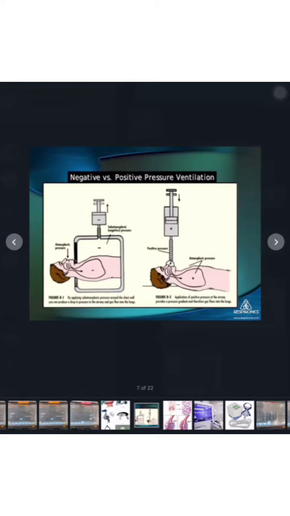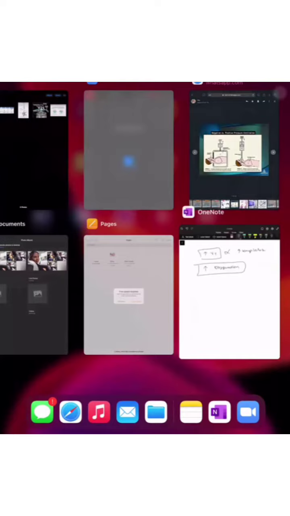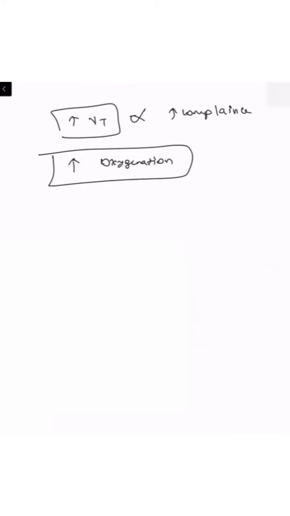Nowadays we are using positive pressure ventilation. This is the most common mechanism, in which we are delivering positive pressure through the mechanical ventilator into the alveoli, by which we are increasing the intra-alveolar pressure. So the net result is the same: we are increasing the compliance of the lung. So this will increase the oxygenation.